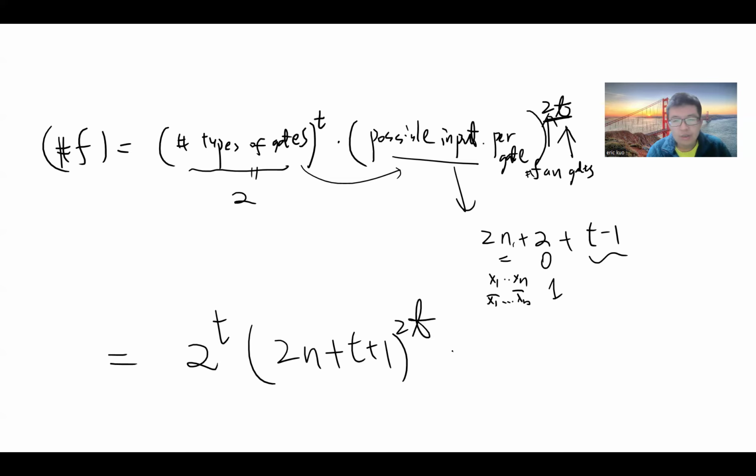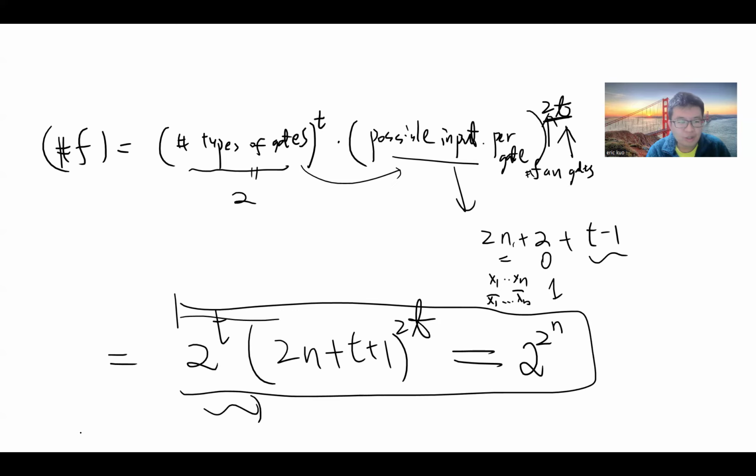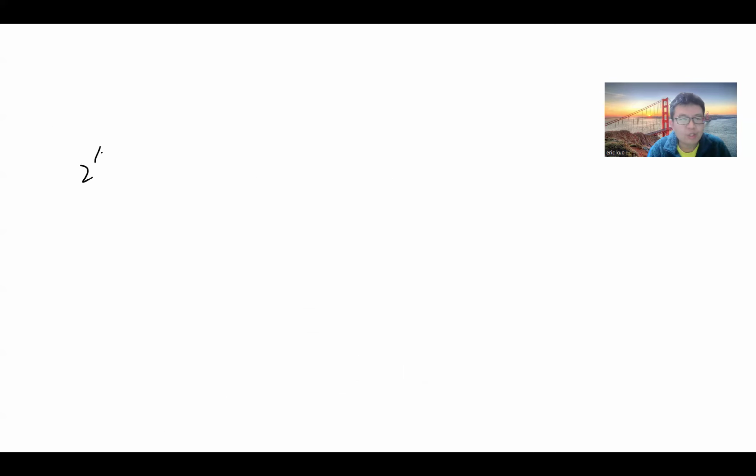Okay, and if you can build up all the Boolean functions, this should be at least 2^(2^n). So it's trivial to see that t cannot be polynomial, right? If t is polynomial, then the left side is 2 to a polynomial. Okay, so let's solve this. What we're going to show is that 2^t times (2n plus t plus 1)^(2t) is at least 2^(2^n).